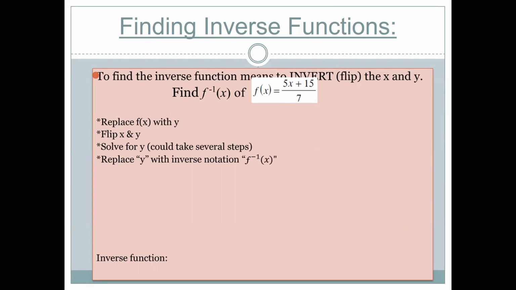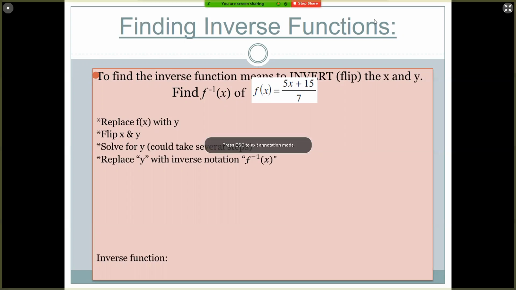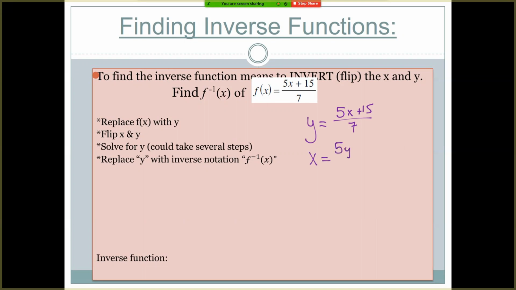The next one, we're going to find the inverse of f of x equals 5x plus 15, all divided by 7. First step, we're taking f of x out and we're replacing it with y. So y equals 5x plus 15 divided by 7. Step 2, we're flipping x and y, so x equals 5y plus 15 divided by 7.